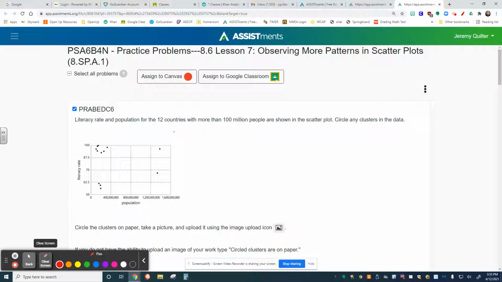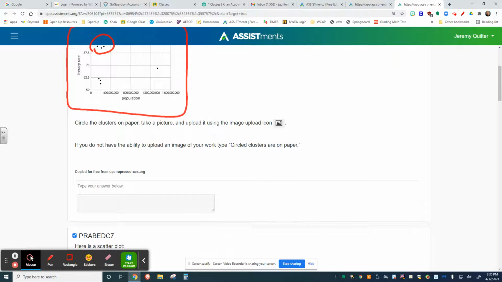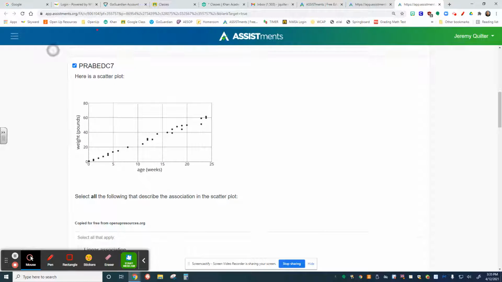Now what you're going to do for your work for this one is take a screen capture of just that graph right there. Then your job is to write on it somehow like this, and upload that picture to this problem where it says that you have the option. It says if you don't have any way or ability to upload, that's not true, because you all have the Chromebook. That is not an option for you. Your picture needs to be uploaded in this box. Find the other cluster on there, because there's another one.